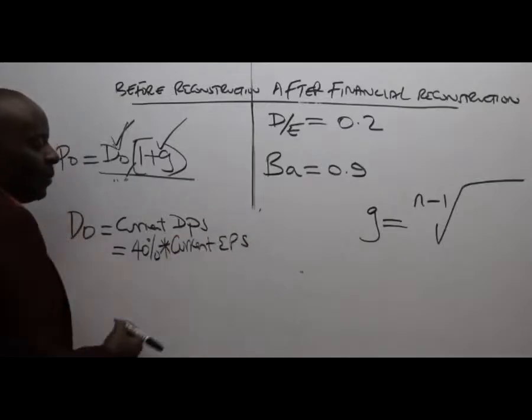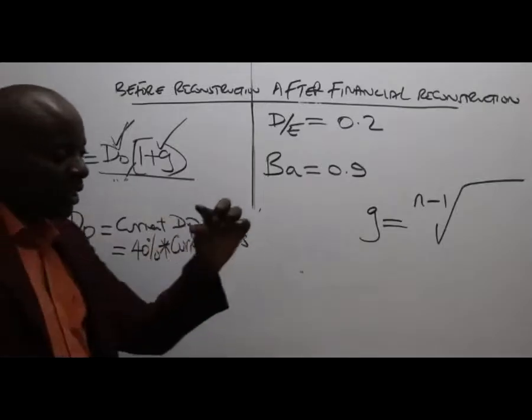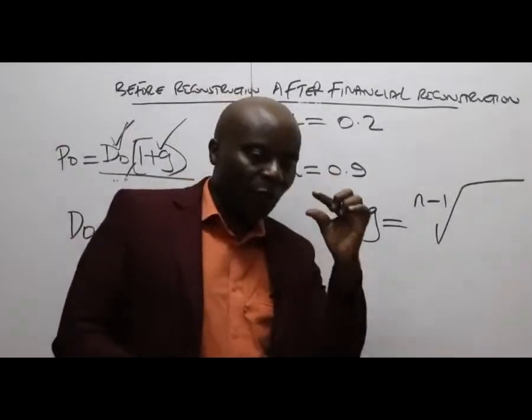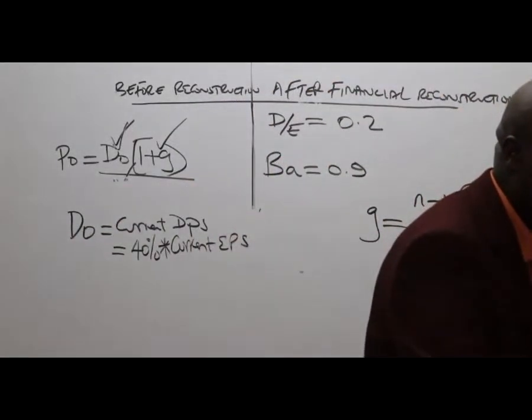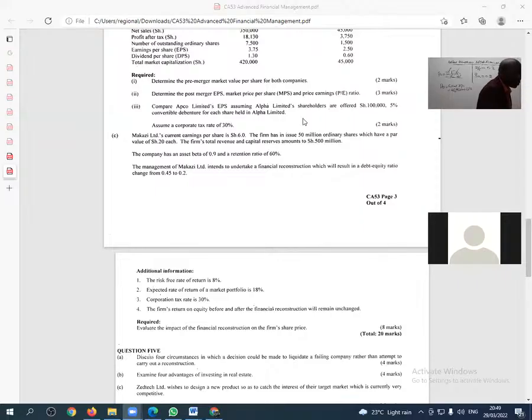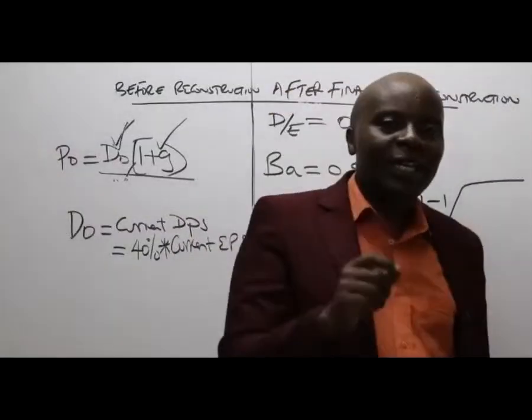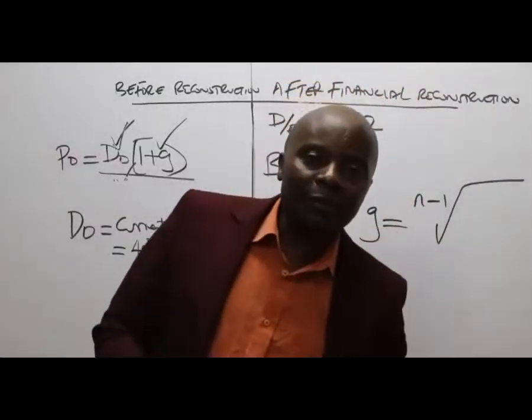The current EPS: each share is earning 6 shillings. We were told in this question, ladies and gentlemen, that each share has a current EPS of 6.